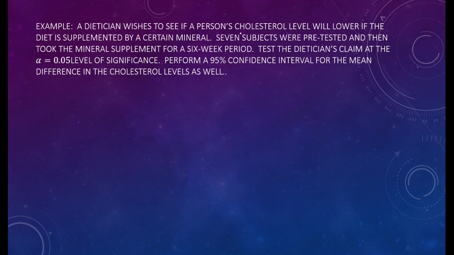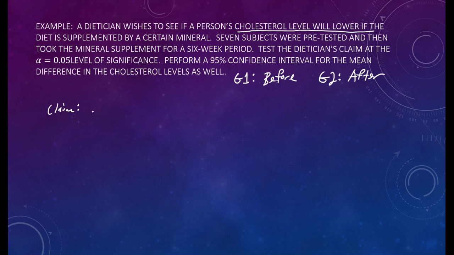We want to test the claim that the cholesterol level will be lower if the diet supplemented by a certain mineral is taken. So let's let group 1 be the before, and we'll let group 2 be the after group. Then we can look at the claim. The claim is the before group will have more cholesterol than after you take it. Your cholesterol level will be lower after you take the mineral. So we're saying the mean of the first group is greater than the mean of the second group.